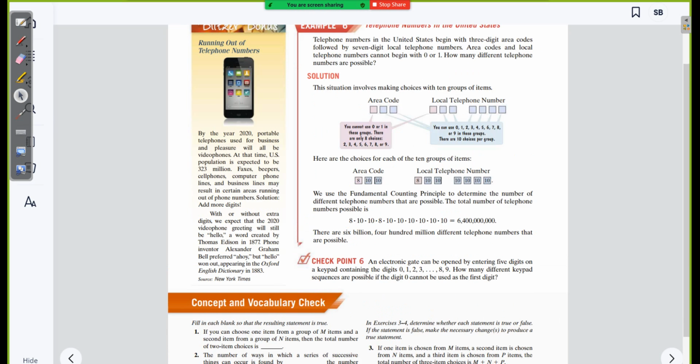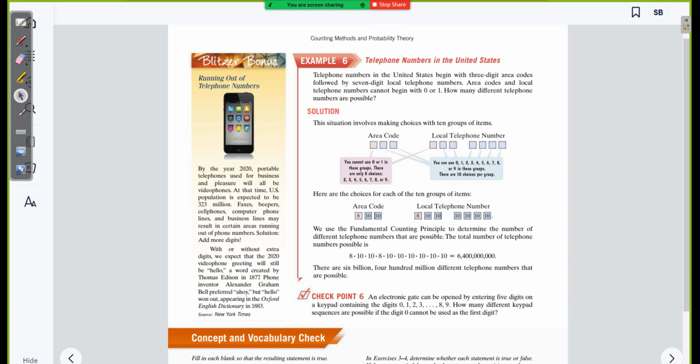All right, now here's the last problem, and this is the one where you kind of think about it, and you are going to have something similar to this on your homework. Telephone numbers in the U.S. begin with 3-digit area codes and a 7-digit local telephone number. However, area codes and local telephone numbers cannot begin with a 0 or 1. I didn't know that, but that kind of makes sense. So how many different telephone numbers are possible?